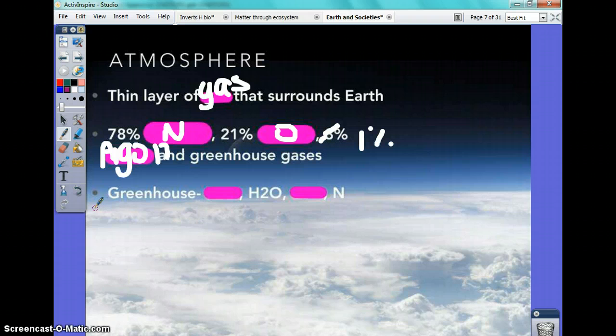So greenhouse gases include what? CO2, H2O, CH4, and nitrogen.